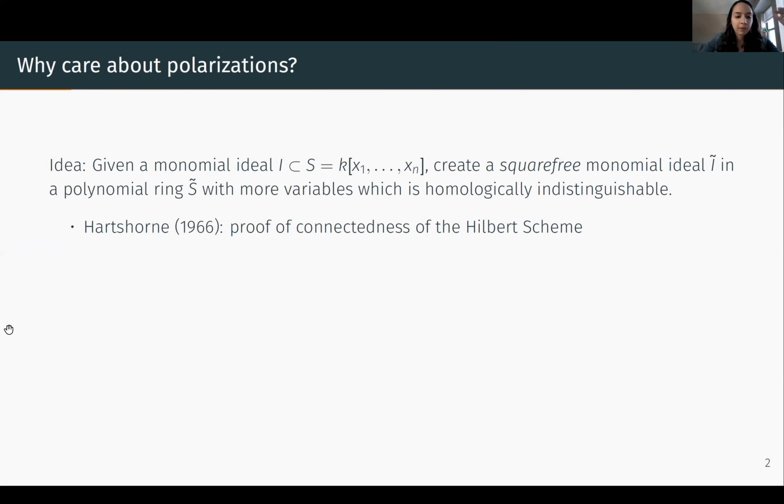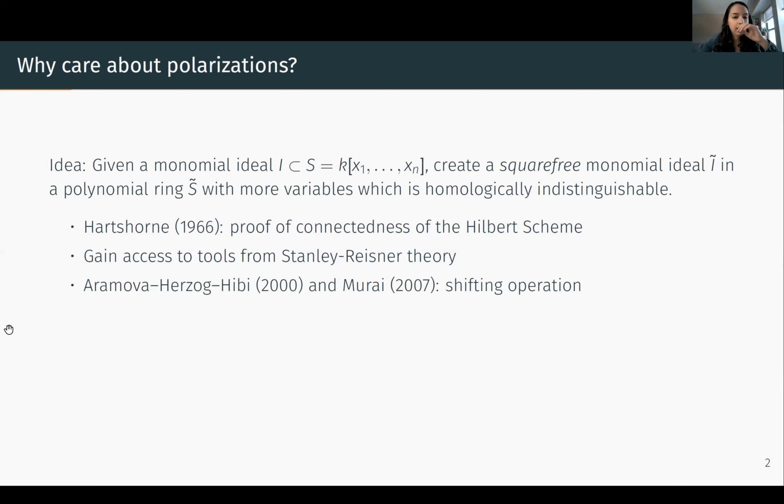He used something similar to polarizations to create these things called distractions, and that was the main tool that he used. It also gives you access to tools in Stanley-Reisner theory. This is really great because maybe you didn't know how to study this monomial ideal before, but now it's square-free. So now you know that it corresponds to a simplicial complex, and you can look at topological properties of that simplicial complex. And it gives you back homological information about the ideal.